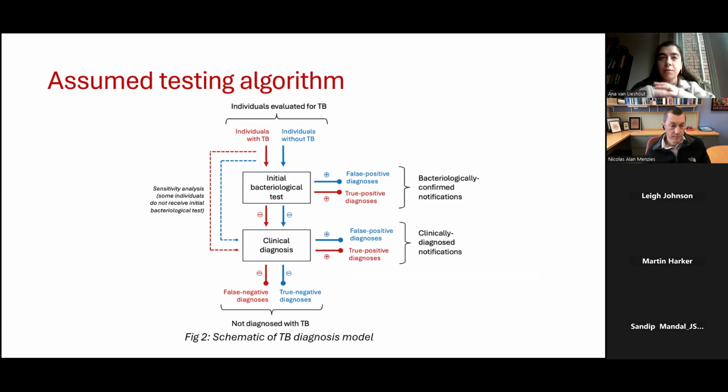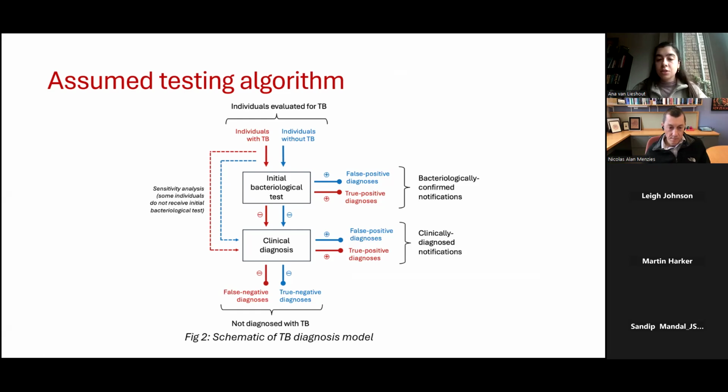So in essence, we need to know exactly how people go through testing to understand how many people will actually be true positive, false positive, true negative, and false negative. And we designed this testing algorithm based on what we think would be most realistic. So I'm just going to walk you through it. At first, we have individuals that are being evaluated for TB. Of those, a certain percentage will actually have TB, and the other will actually not have TB, but are still being evaluated for the disease.